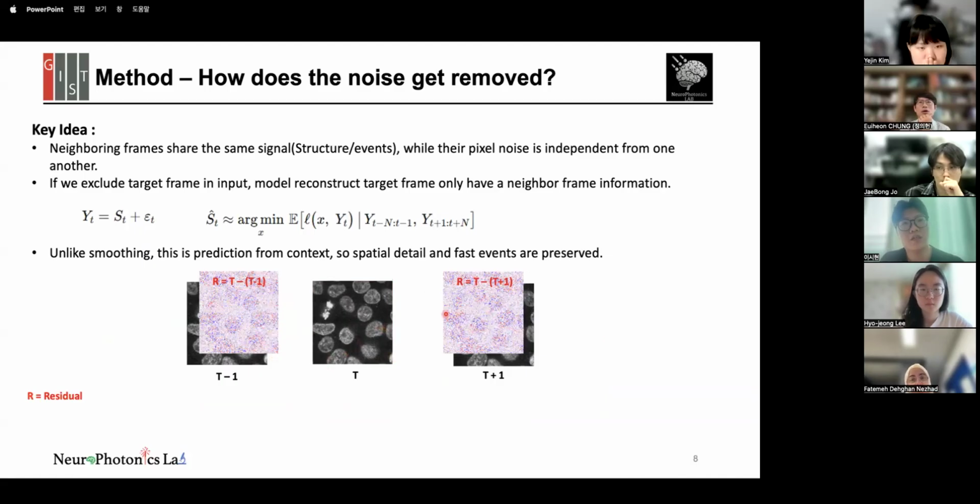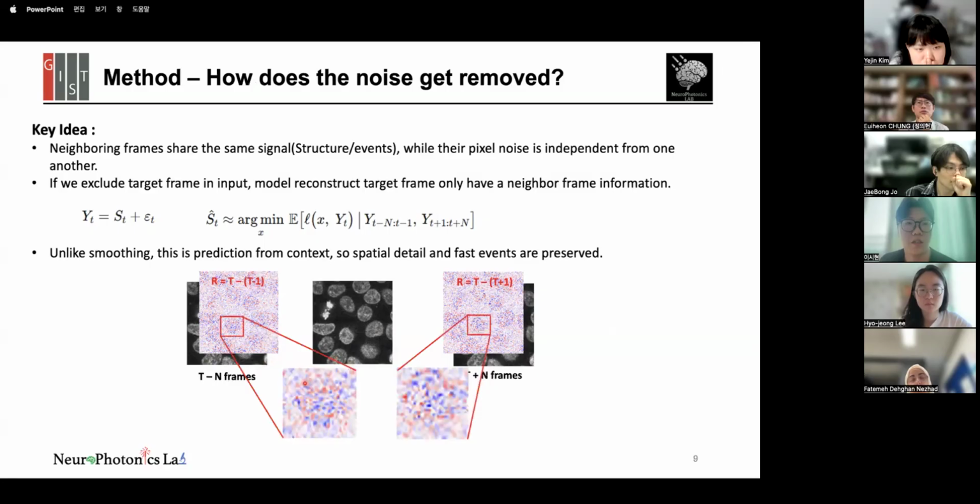It looks like the frames are the same, but if you look at the residuals between the target and neighbor frames, you can see the difference like this. From the residuals, neighbors share the same underlying structure, while the noise patterns change from frame to frame. In other words, pixel noise is independent across frames, and this is our key assumption: same signal and independent noise.